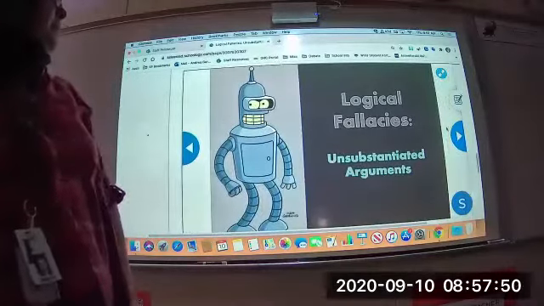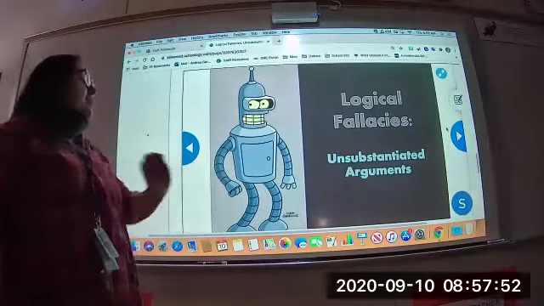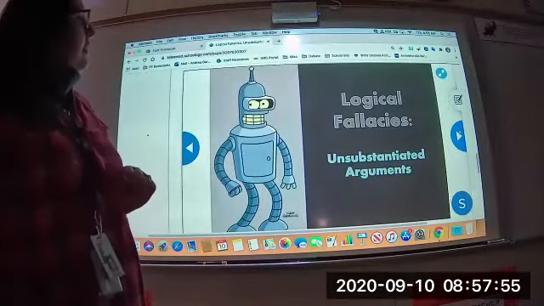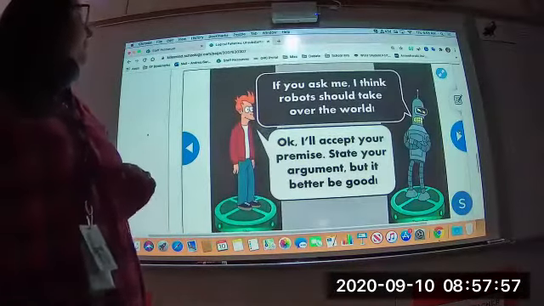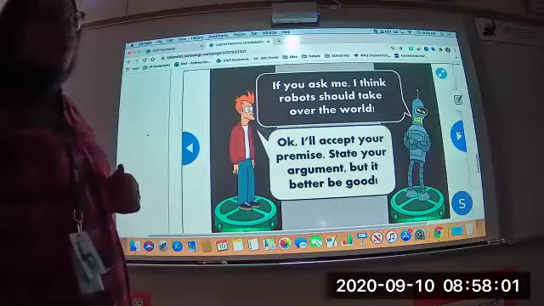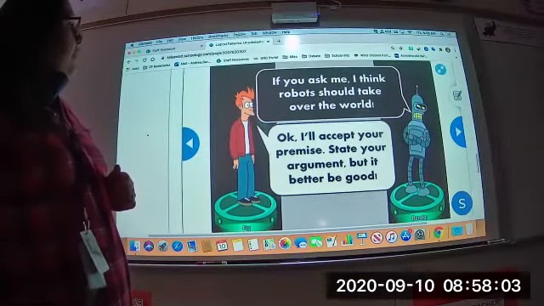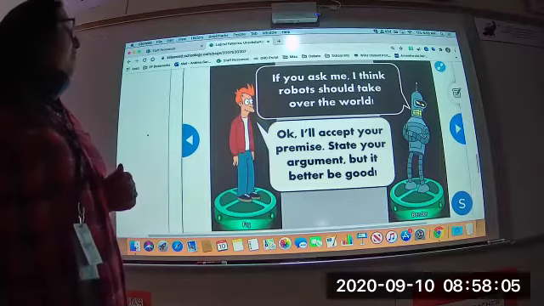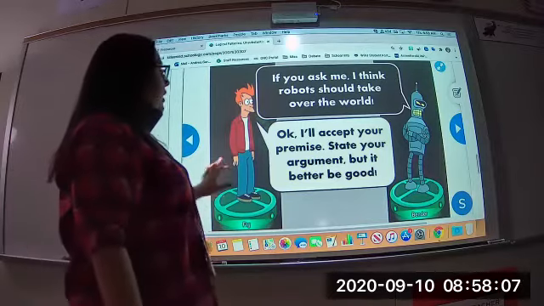Okay, so logical fallacies, unsubstantiated arguments. So this is going to be a discussion between Fry and Bender. I don't know if you guys have ever seen Futurama, but they're best friends, but they always argue with each other. So this is Fry and Bender.